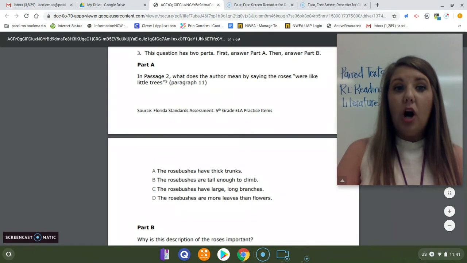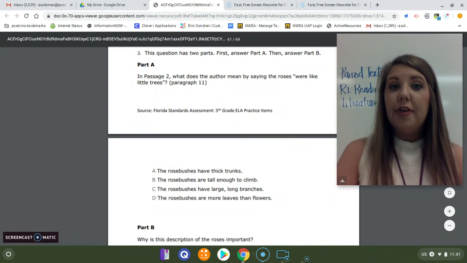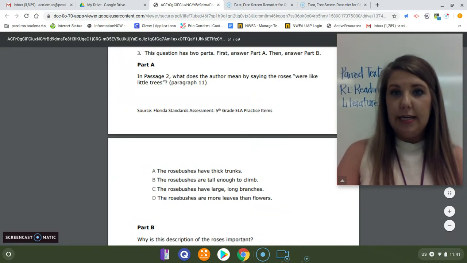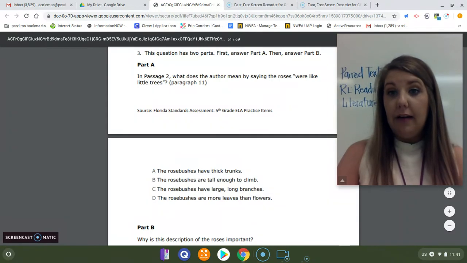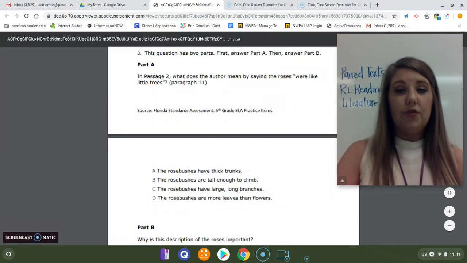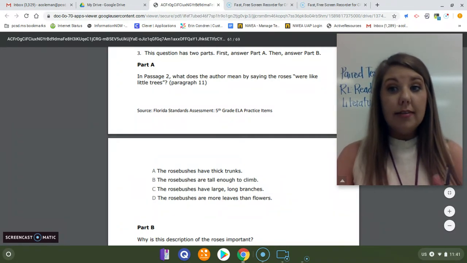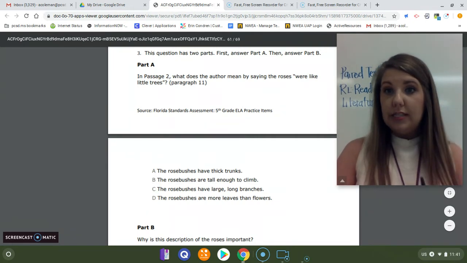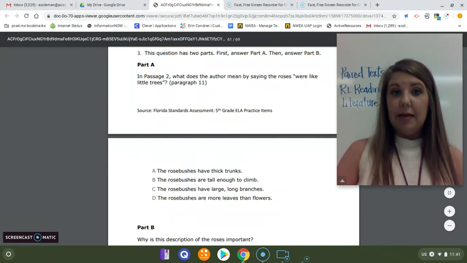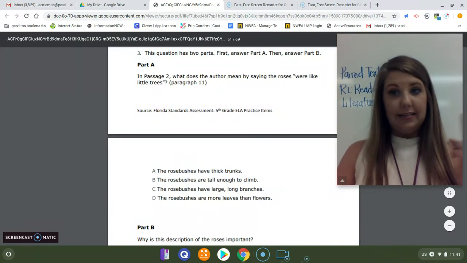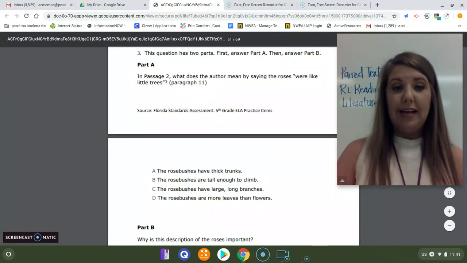Let's look at part A. In passage 2, what does the author mean by saying the roses were like little trees? And it gives you the paragraph. So I would make sure to note that it's from paragraph 11, and it's also from passage 2, The Secret Garden. So this one's from the second passage. You don't have to look at both of the passages on this one. You only look at passage 2.